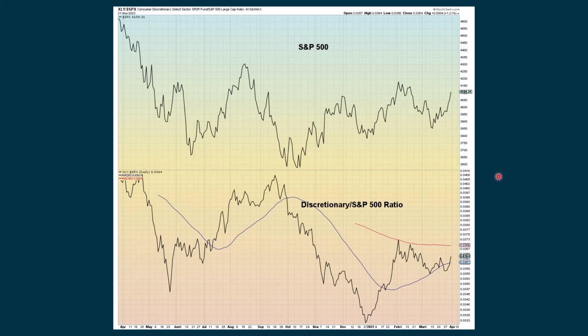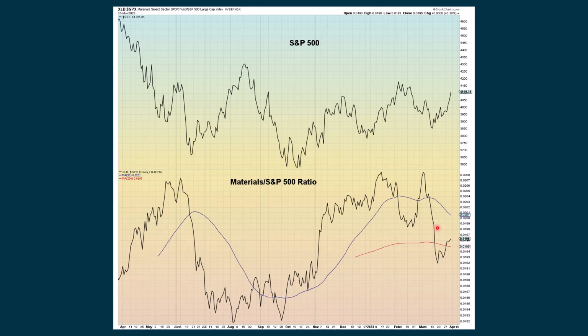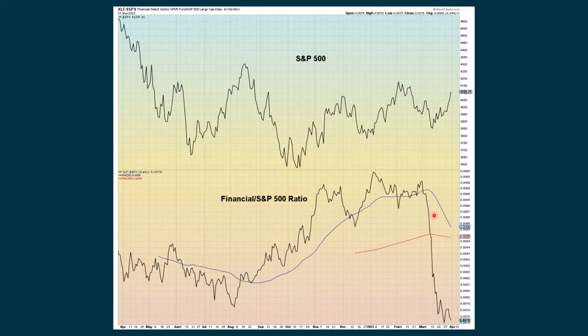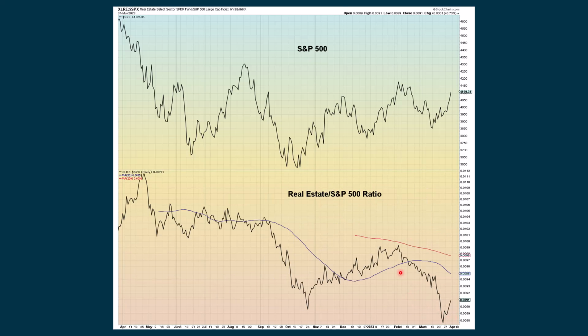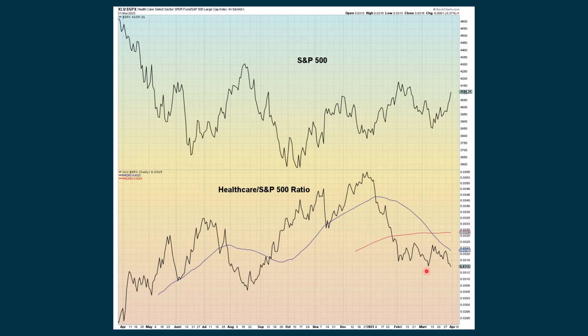Then we look at the different sectors. Discretionary is still in an overall downtrend, but trying to bounce back up. The energy sector is still in an overall uptrend. Materials are in an uptrend. Financials, just getting hit by this whole banking crisis, is still continuing to show some weakness. Real estate has been underperforming, but bouncing back as of late. Utilities are also in an overall downtrend.